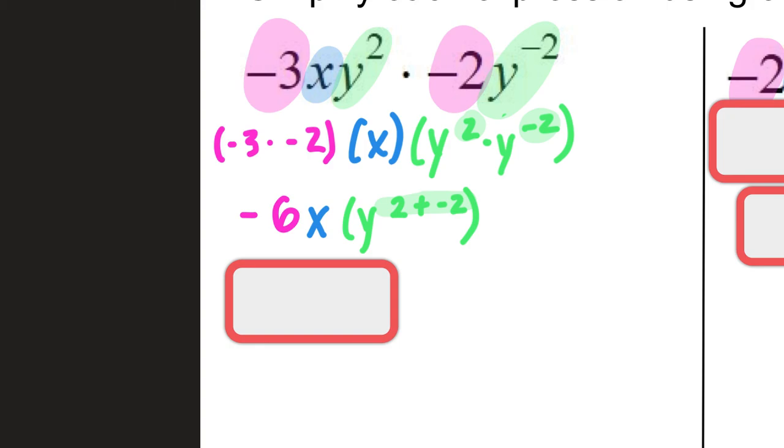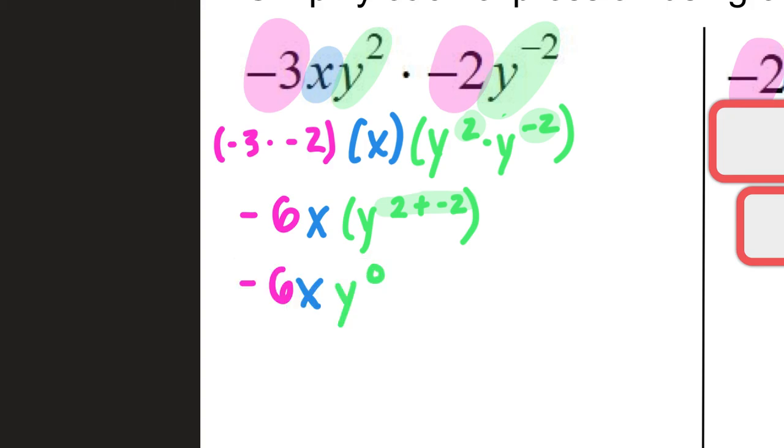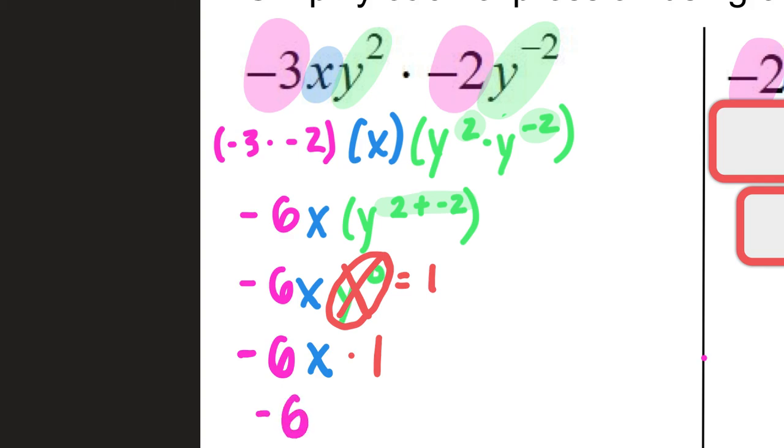Now when I go from here, we know the 2 minus 2 becomes y to the 0. The difference with this example is that we know whenever we have y to the 0 power, anything raised to 0 power is really just 1. So I can get rid of this and rewrite it as negative 6 x times 1, which we know really just becomes negative 6x as your final answer. So we end up losing the entire variable y because it has a 0 power.